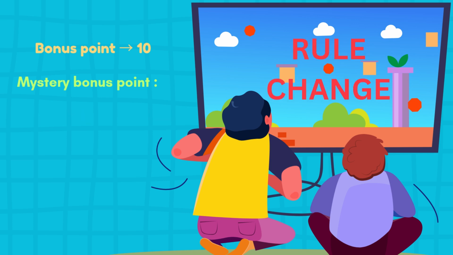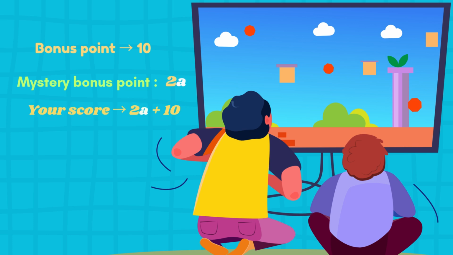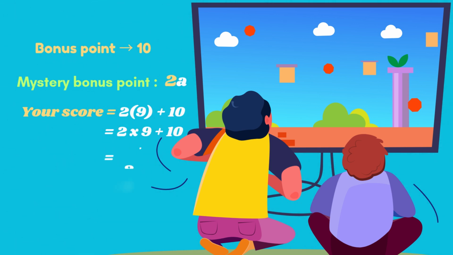Imagine you hit a double bonus. Now your mystery points are multiplied by 2. Our new expression becomes 2A plus 10. If the game reveals A is 9, then the substitution rule works exactly the same way. We drop 9 right into the place of A. When a number is right next to a letter, it means multiplication, which gives us 18. Our new score is 18 plus 10 equals 28.